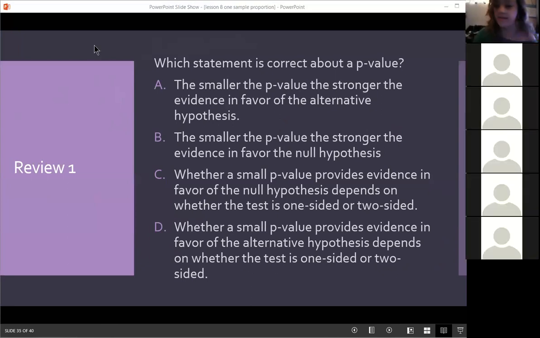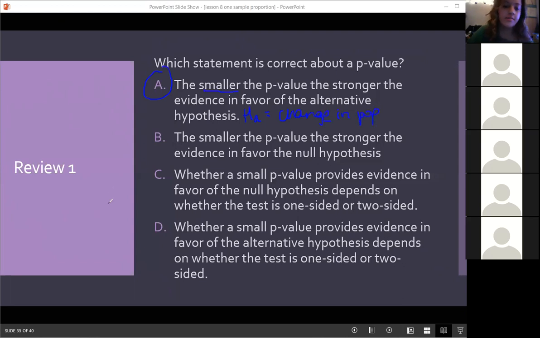Okay, great job, guys. Our answer is going to be A here, because remember, if we have a small p-value, that provides stronger evidence that our results did not occur by random chance. It means that there's actually some sort of change in the population, which is why we're in favor of the alternative hypothesis. We're going to reject the null, which is thinking that there's no change, but we think there is. So A is correct, because the smaller the p-value, the stronger the evidence in favor of the alternative hypothesis, which says there's some sort of change going on in the population.